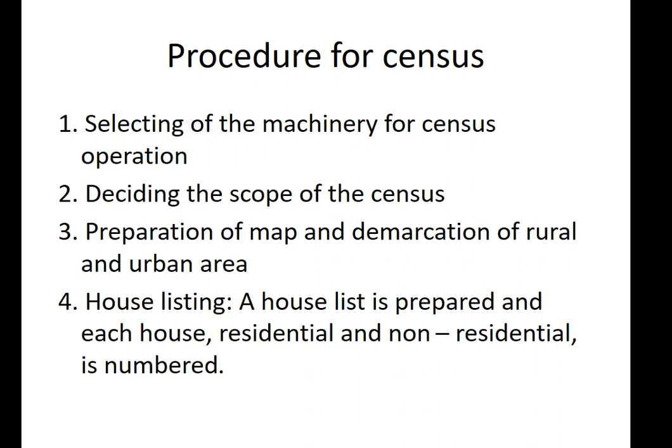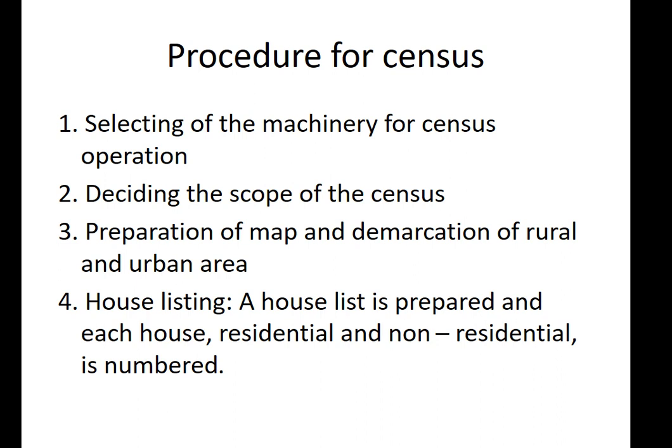The next step is deciding the scope of the census. Through the census, whose data is going to be collected and what kind of data is going to be collected, what all data we have to collect from each person. Such details are decided by the scope of the census. The third step is preparation of map and demarcation of rural and urban areas. While doing census, we mark the areas as rural and urban. This is done during the third step.